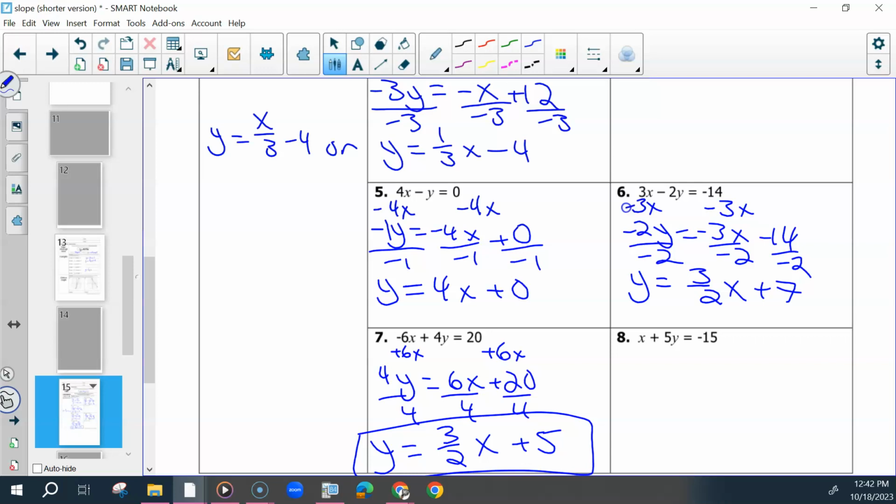Here is the work for number 6. Did we have questions on that or 4 or 8?